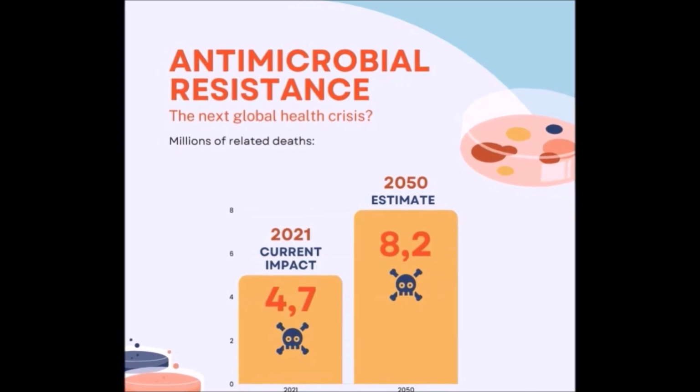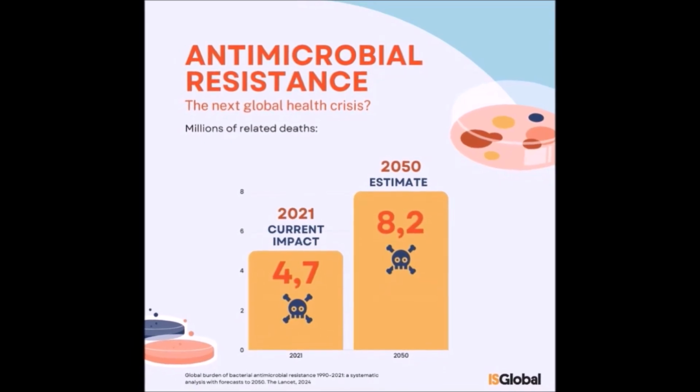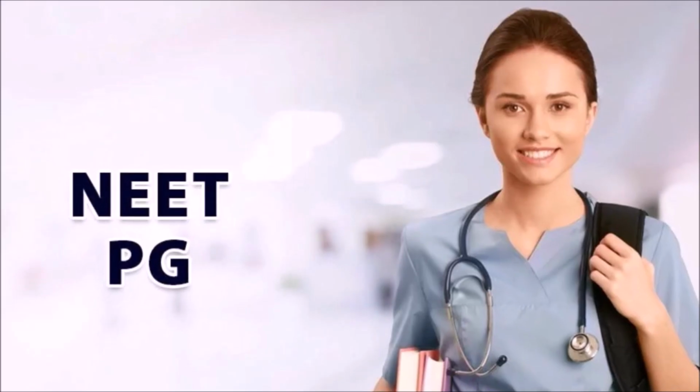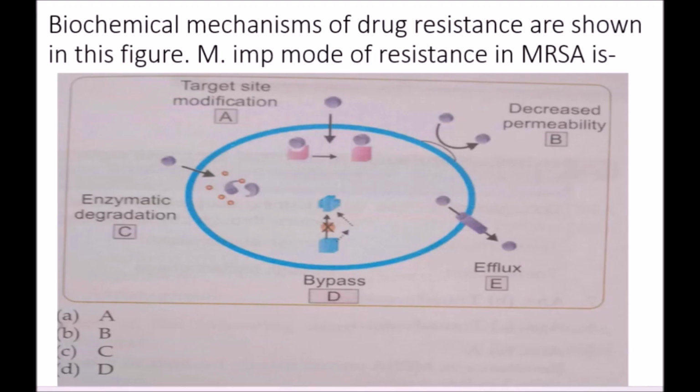Today we will discuss certain very important MCQs from the topic antimicrobial resistance, and these MCQs are very important for the NEET PG entrance exam. So here comes the first question. Just look at this figure. Here our question is, biochemical mechanisms of drug resistance are shown in the figure given below. Most important mode of resistance in MRSA is A, B, C or D.